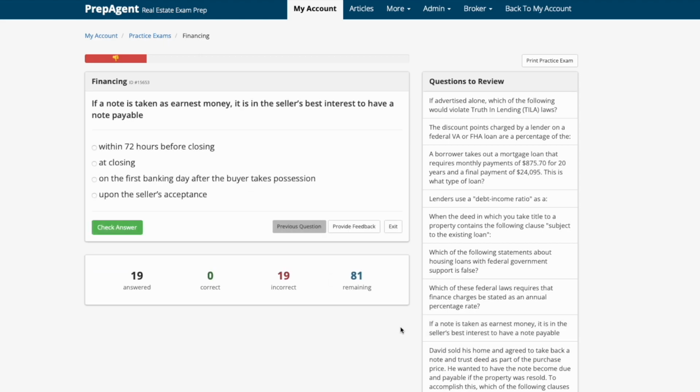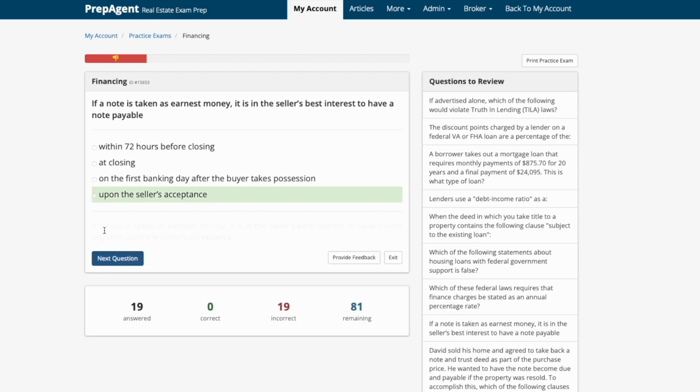If a note is taken as earnest money, it is in the seller's best interest to have a note payable within 72 hours before closing, at closing, on the first banking day after the buyer takes possession, or upon the seller's acceptance. Upon the seller's acceptance. If a note is taken as earnest money, it's in the seller's best interest to have a note payable upon the seller's acceptance.